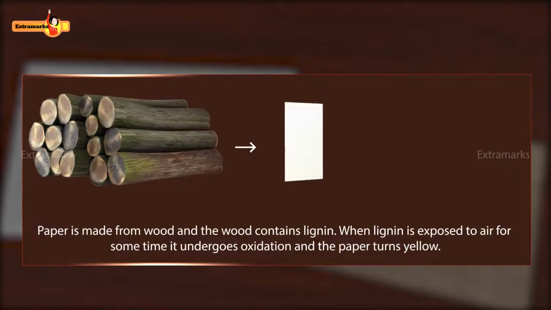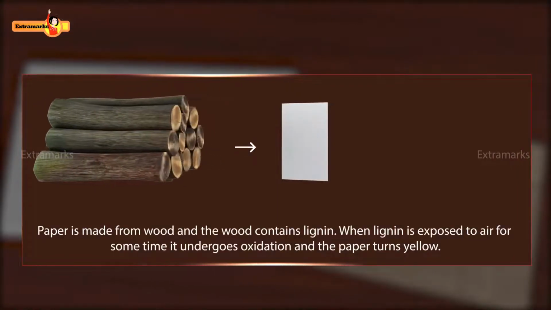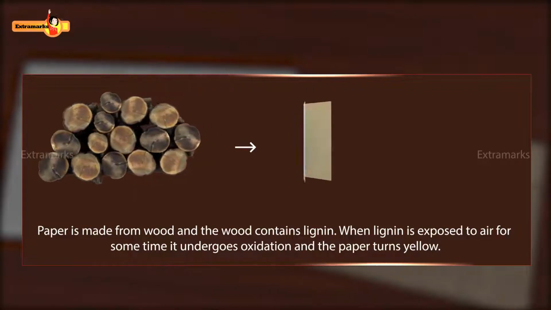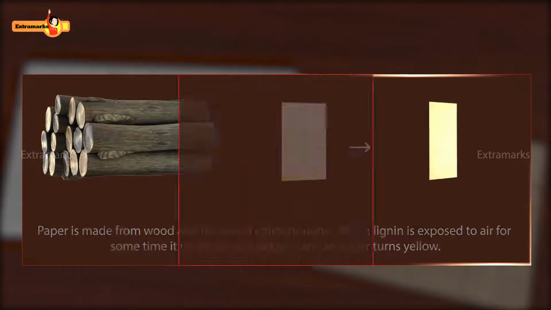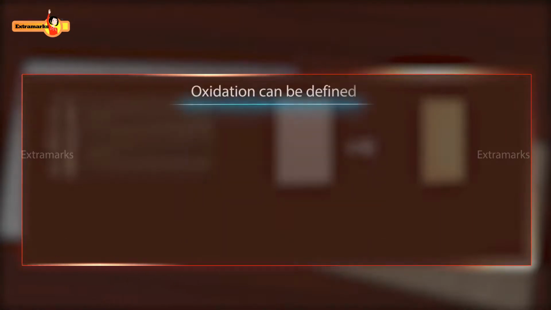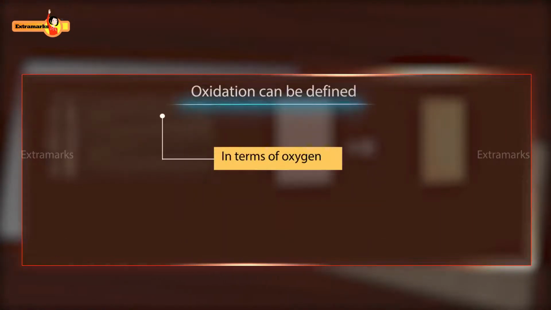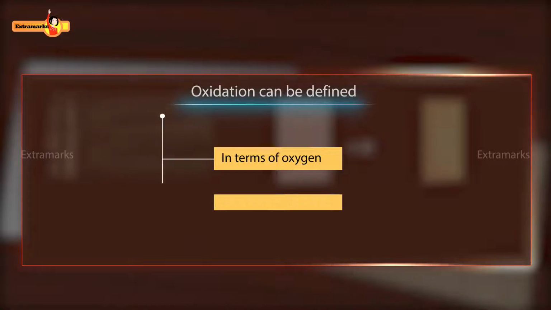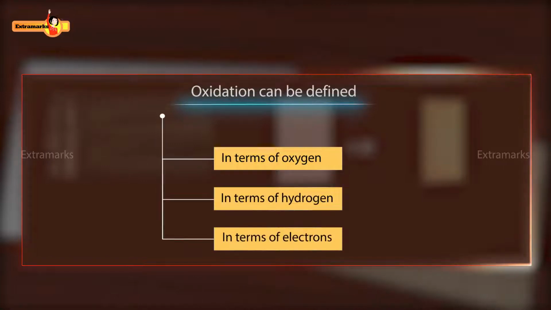When lignin is exposed to air for some time, it undergoes oxidation and the paper turns yellow. Do you know what oxidation actually is? Oxidation can be defined in terms of oxygen, in terms of hydrogen, and in terms of electrons. Let's explore them one by one.